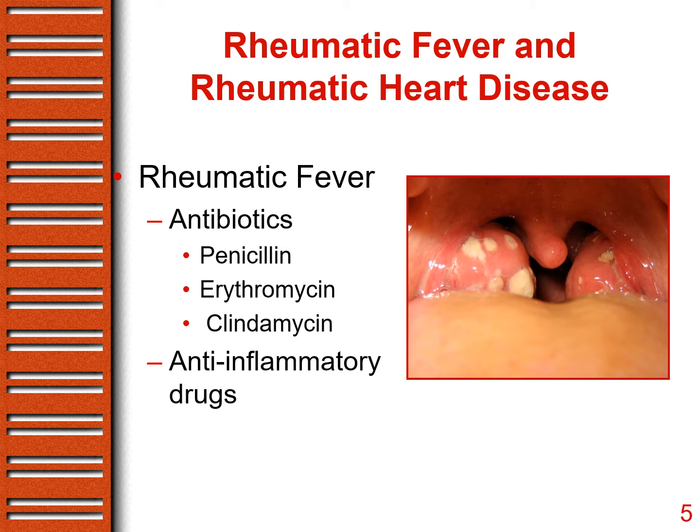As soon as a diagnosis of strep throat is made, antibiotic therapy is initiated. Penicillin is the drug of choice. However, if a patient is allergic to penicillin, the alternate drugs of choice would be erythromycin or clindamycin.